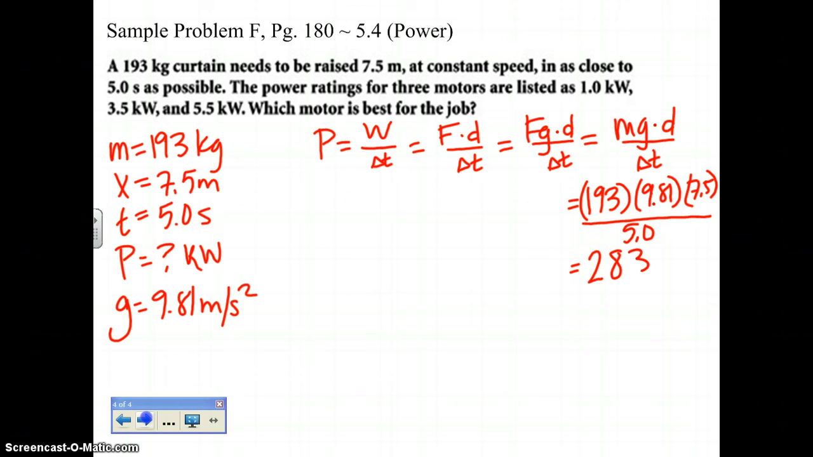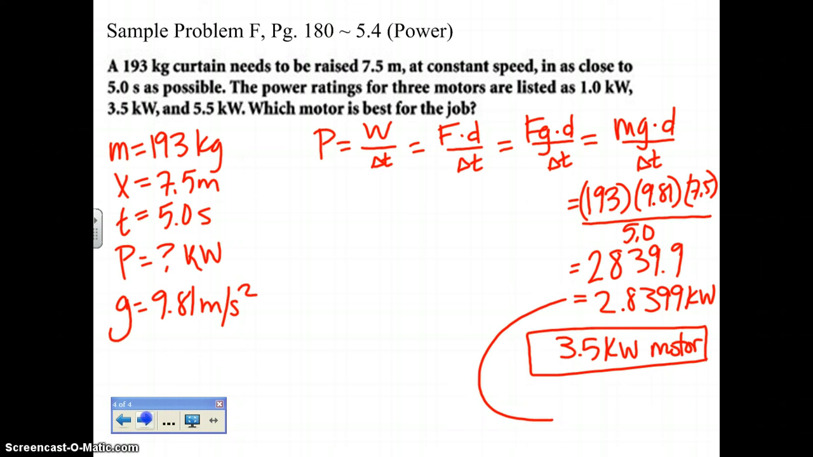Calculator should be reading 2,839.9, which really is going to be 2.8399 kilowatts. So the closest one that you would want to pull to be able to raise it within those 5 seconds would be the 3.5 kilowatt motor. If you want a calculated final answer, your power would be 2.8 kilowatts. Okay, please work on your practice F problems, remembering that the answers are on Miss Arter's teacher page. We are done with chapter 5.